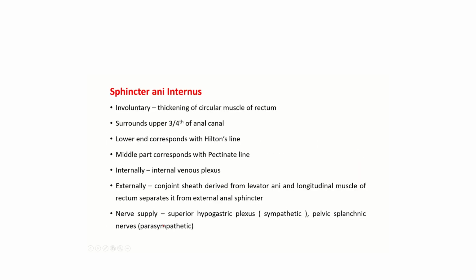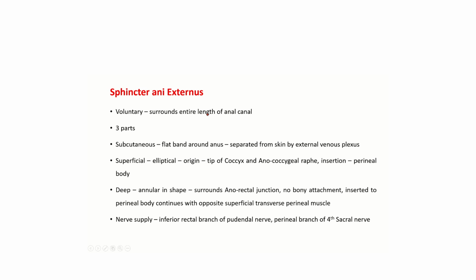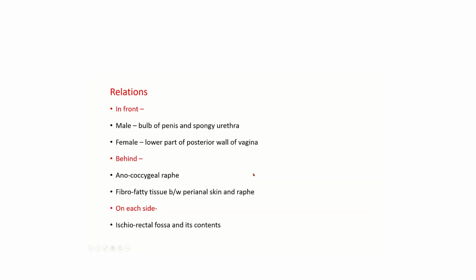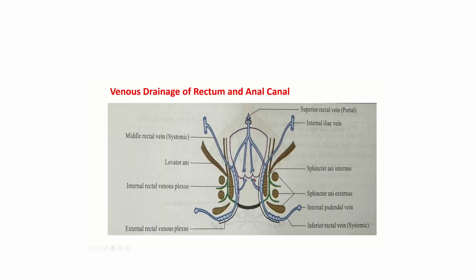Nerve supply: the superior hypogastric plexus, sympathetic, and pelvic splanchnic nerves, parasympathetic. This is involuntary. The sphincter ani externus is voluntary and surrounds the entire length of the anal canal, in 3 parts. The subcutaneous part is a flat band around the anus, separated from skin by the external venous plexus. I have shown it in the diagram here. This is the subcutaneous part, this is the superficial part, and this is the deep part. The subcutaneous part is separated from perianal skin by the external rectal venous plexus.